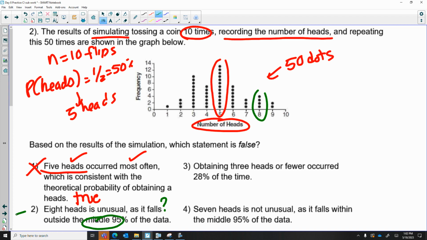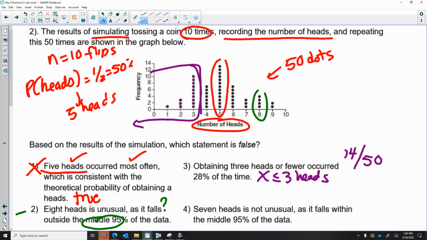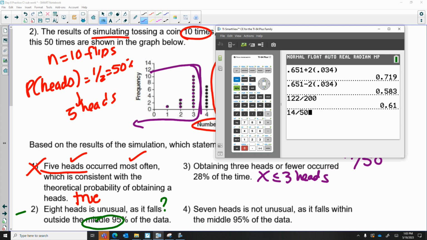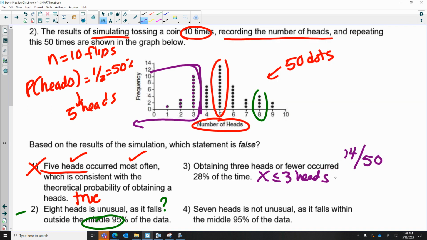Number 3, obtaining 3 heads or fewer occurs 28% of the time. 3 heads or fewer, that would be less than or equal to 3 heads, occurs 28% of the time. I guess I have to count these dots here. So let's count them. 1, 2, 3, 4, 5, 6, 7, 8, 9, 10, 11, 12, 13, 14 dots out of how many total dots? 50 dots. So let's do the math. 14 divided by 50 equals 28%. Oh, this is true. So this is out because it's true. It says which is false, right?